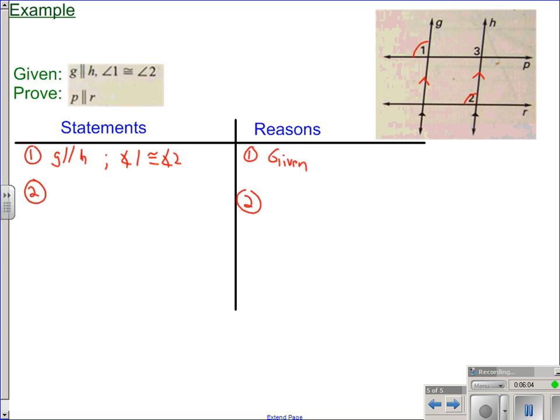So, we don't know much else from angle 1 being congruent to angle 2, but we do know that lines G and H are parallel. If we look at line P as a transversal, angle 1 and 3 are corresponding angles. So we can say that angle 1 is congruent to angle 3 because of the corresponding angles. This is not a theorem, this one was the postulate.